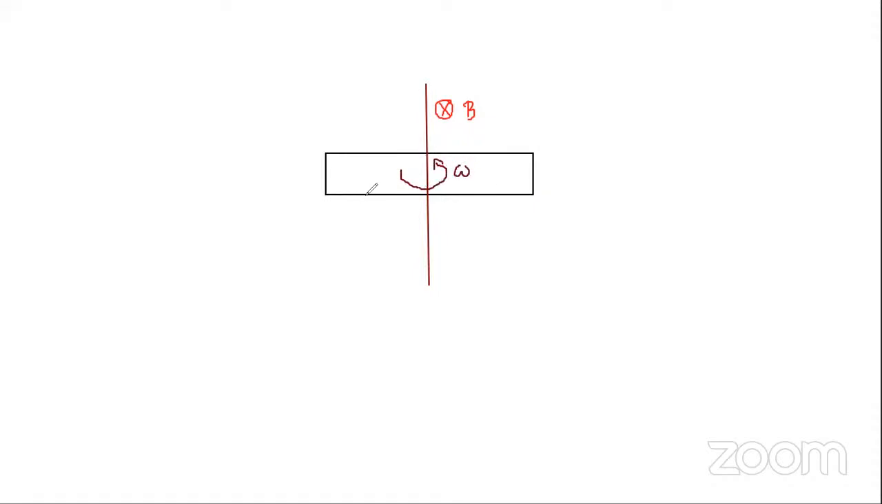It can rotate. And this length is actually L by 2, quite obviously. This length is L by 2 and L by 2. This is L by 2, this is also L by 2, where L is the length of the rod.